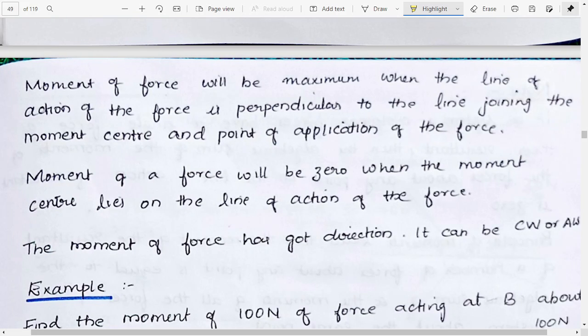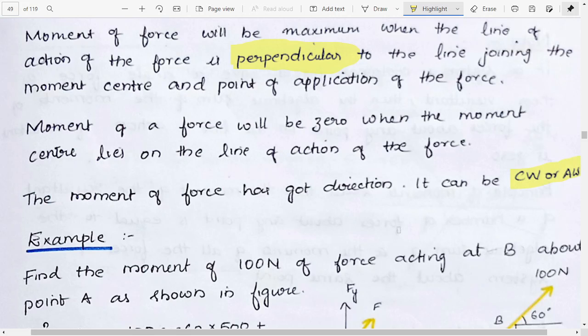So, moment of force will be maximum when the line of action is perpendicular, because then theta will be 90 degrees, and sine 90 is equal to 1. So the moment of force is maximum when the angle between the force and the line of action is 90 degrees. Moment of force will be zero when the moment center lies on the line of action of the force, because in that case theta will be equal to 0, and it will obviously be 0. The moment of force has a direction. It can be clockwise or anti-clockwise.